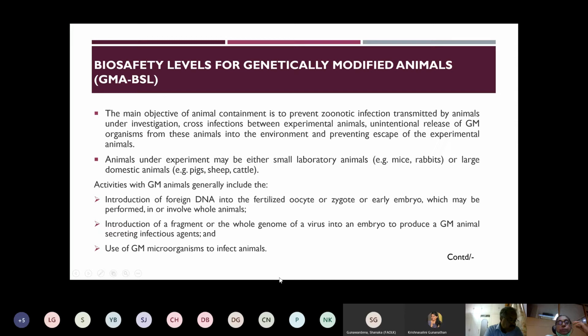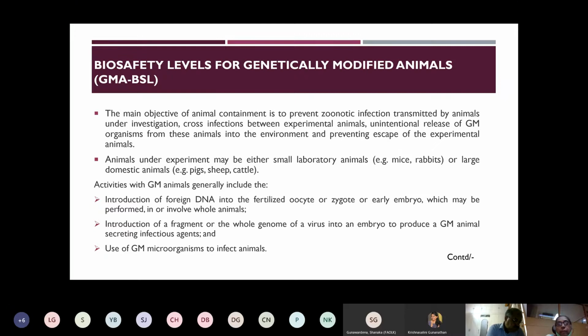So the next biosafety level, for the next category of organisms, is for animals. We have dealt with microorganisms and plants. Now we have animals. Like we read about microorganisms and infectivity, here the aim for animals is to prevent zoonotic infections transmitted by animals, cross infection between experimental animals, and unintentional release of GMOs from these animals into the environment. All these are the reasons why we want to have containment during the experimentation.